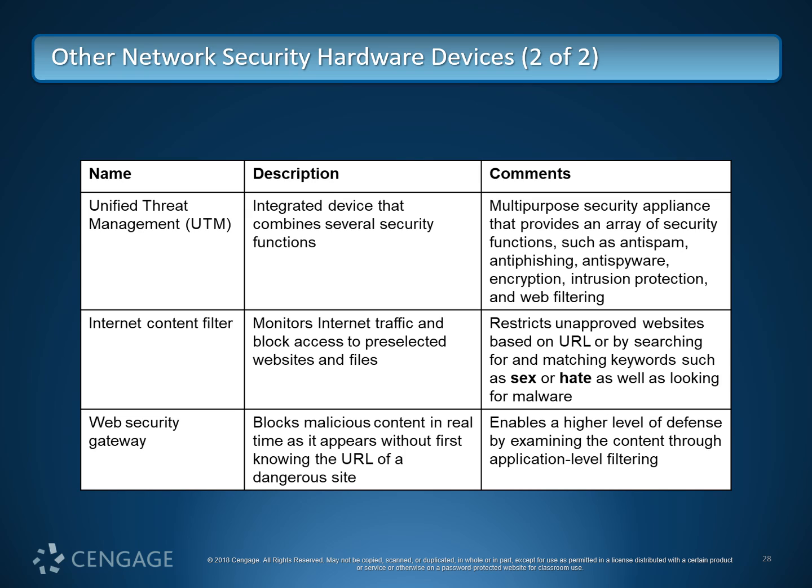Internet content filters. These traditionally are software-based, but there are some standalone hardware ones that are out there. These will monitor internet traffic and block access to selected sites and files. It can restrict unapproved websites based on the URL, or it can do it based on keywords, as well as looking at malware.